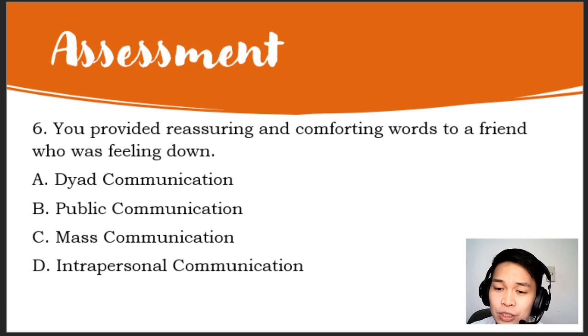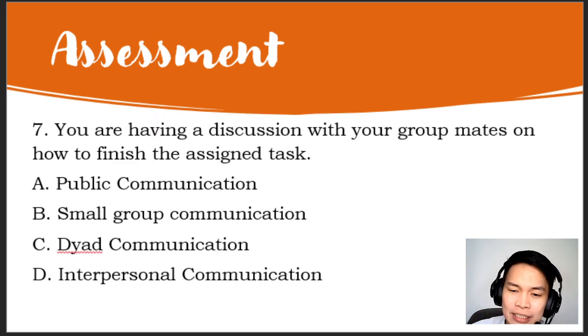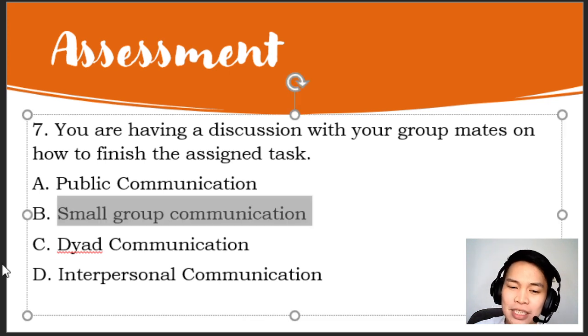You provided reassuring and comforting words to a friend who was feeling down. That is letter A, dyad rather, B, public, mass communication, intrapersonal. So you are two, that is correct, dyad. Number 7, you are having a discussion with your group mates on how to finish the assigned task. So you have your group mates. So that is small group discussion.